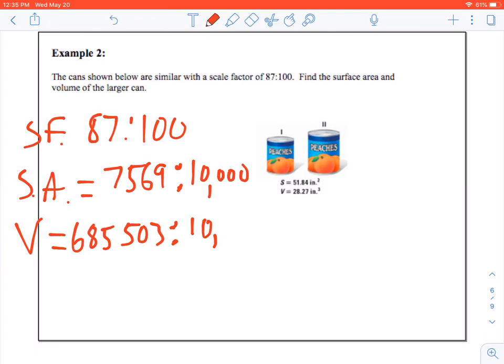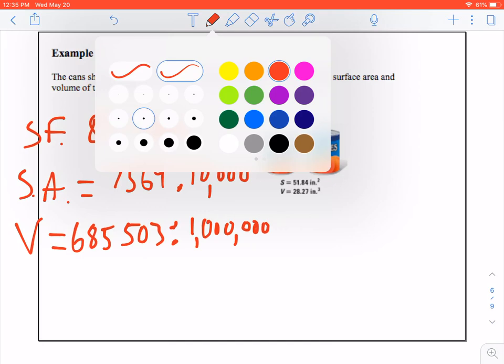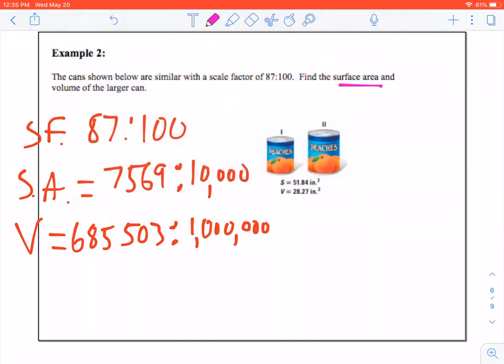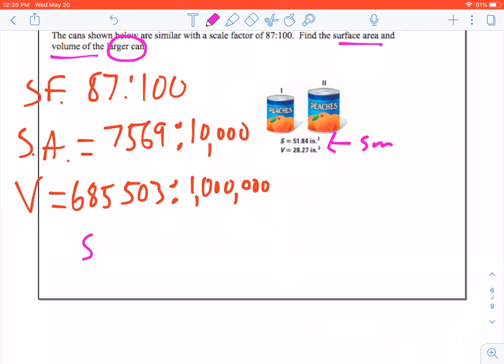Sorry, I put my comma in the wrong place. And I get 1 million. So there are my ratios that we're going to start with. Then it says to go through and find the surface area and the volume of the larger can. That means that these surface area and volume here go to my smaller can. So for surface area, we use the ratio of surface areas.